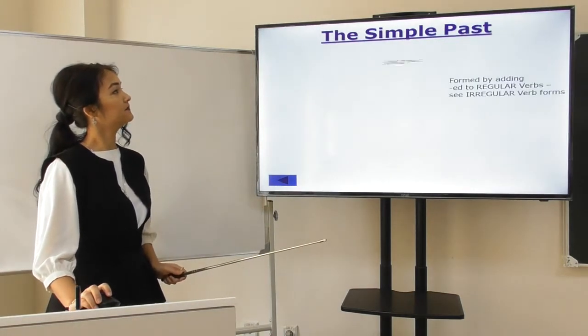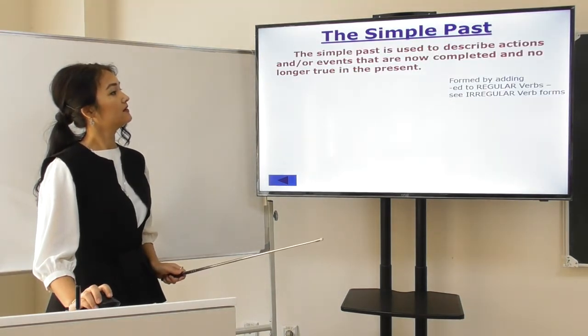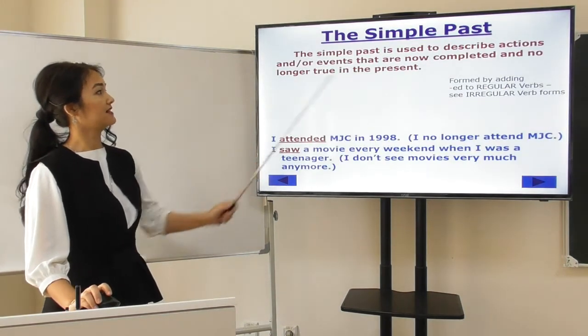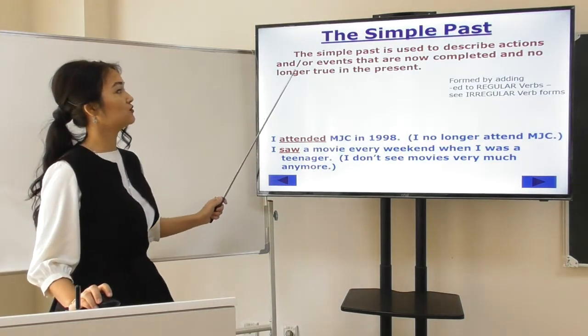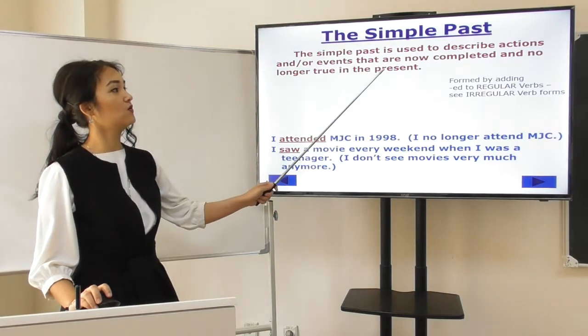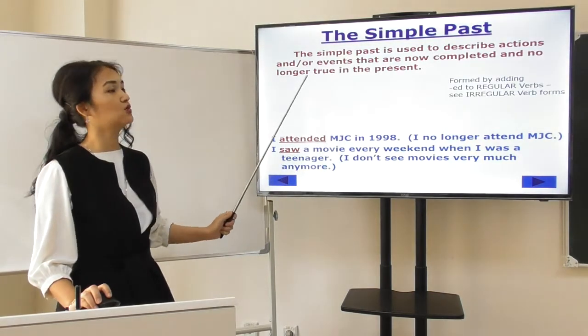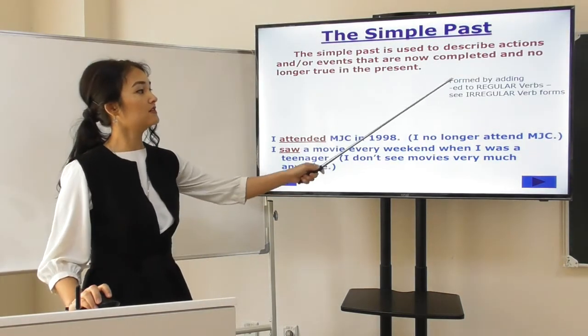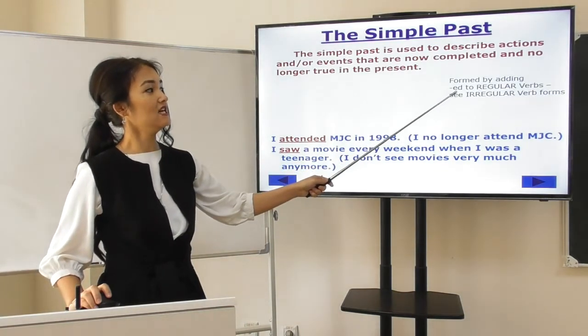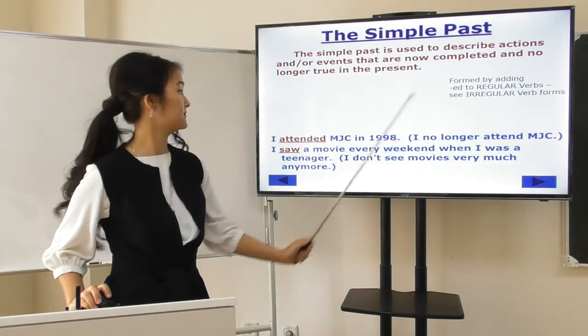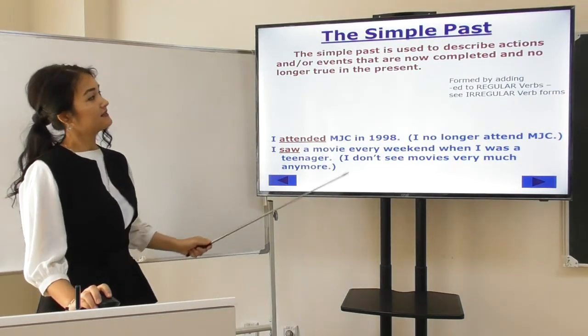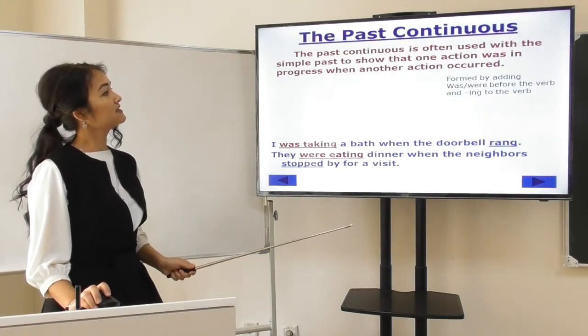And the next, the simple past. The simple past is used to describe actions and or events that are now completed and no longer true in the present. Formed by adding ed to regular verbs, see irregular verb forms. And this is an example.